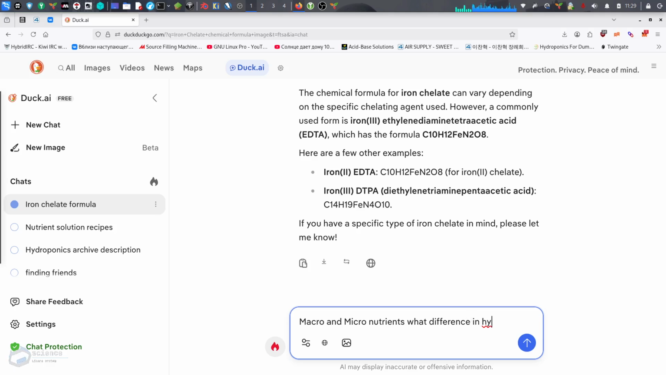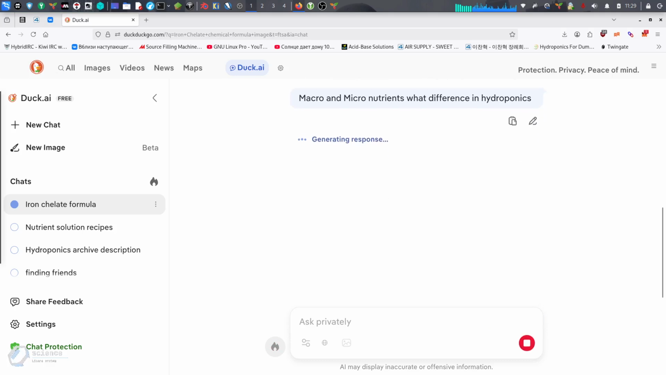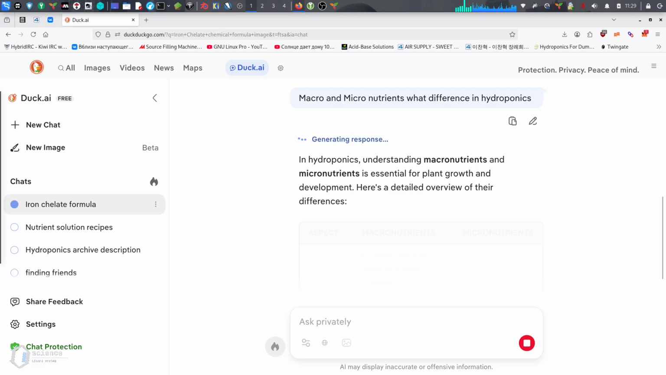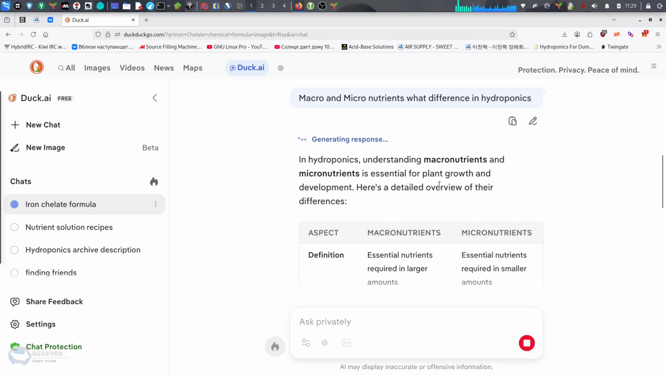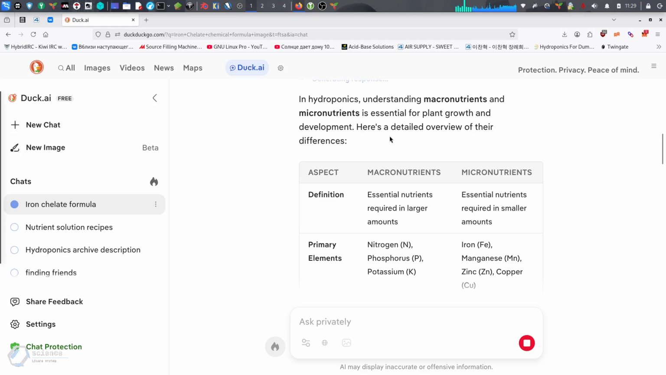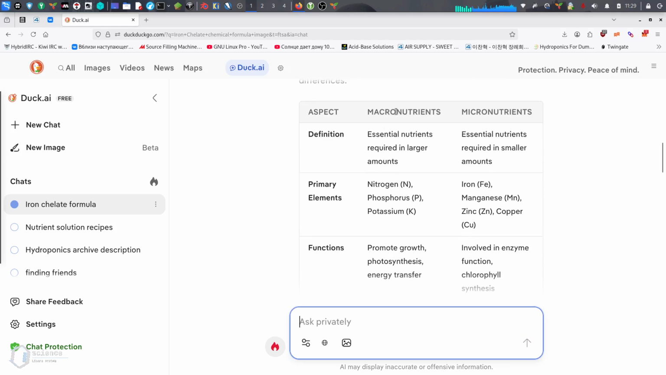Difference in hydroponics. In hydroponics, understanding macronutrients and micronutrients is essential for plant growth and development. Here's a detailed overview of their difference. Aspects: macronutrients, micronutrients. Definition: macronutrients are essential nutrients required in larger amounts, micronutrients required in smaller amounts. Macronutrients: primary elements nitrogen, phosphorus, potassium. Micronutrients: iron, magnesium, zinc, copper.